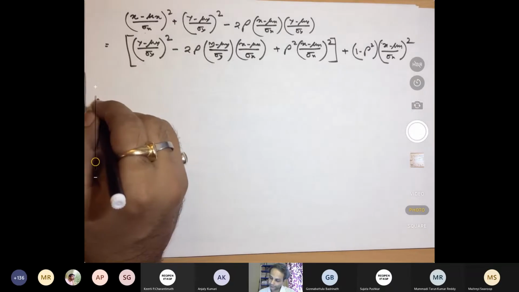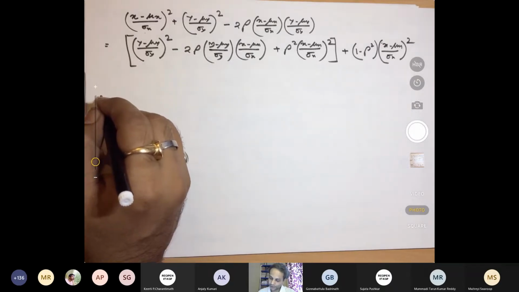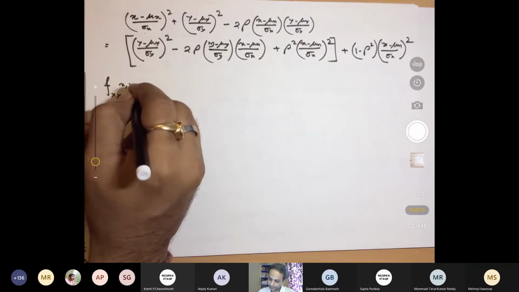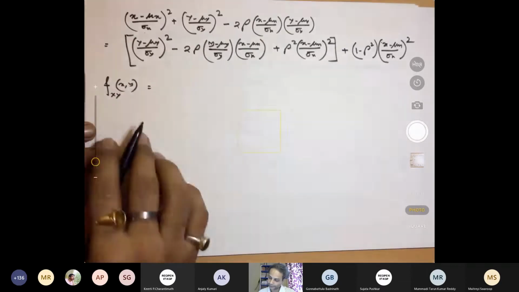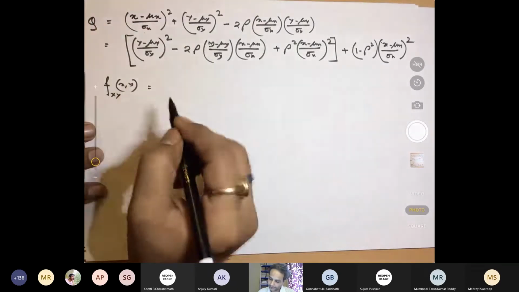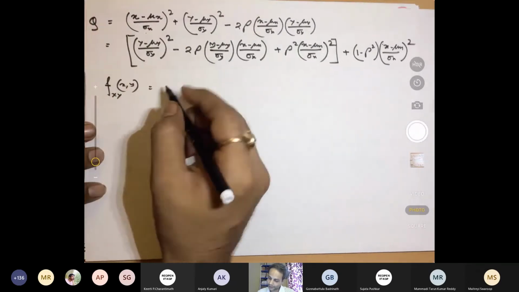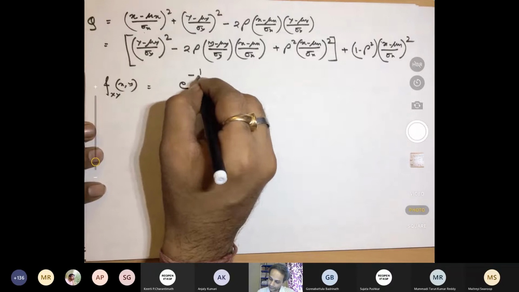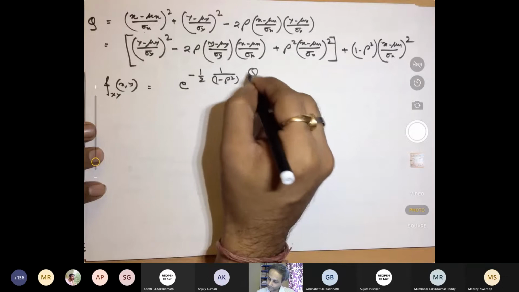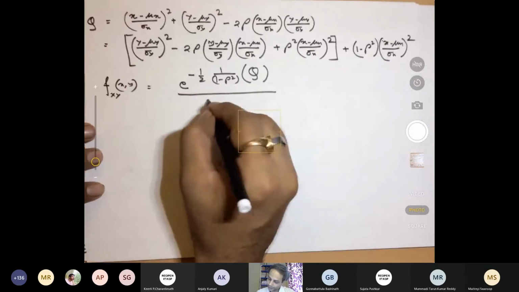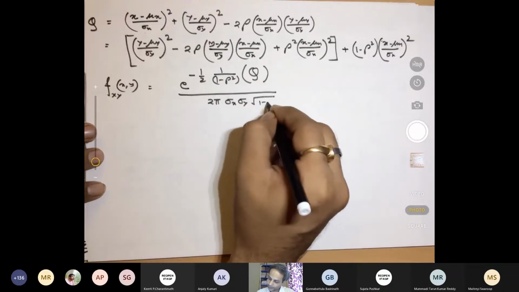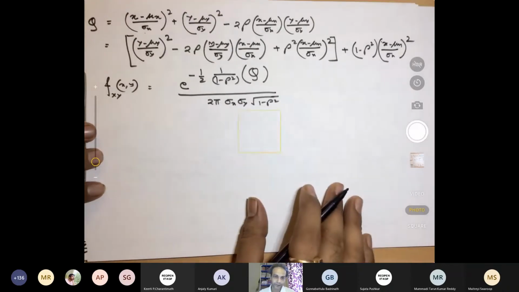So now if you want to write the joint density f(x, y) again, you can write it in this way. Let us call this quantity q. So the joint density is nothing but e to the power minus half times q, whole divided by 2 pi sigma x sigma y square root of (1 minus rho square). Is it okay for everyone?